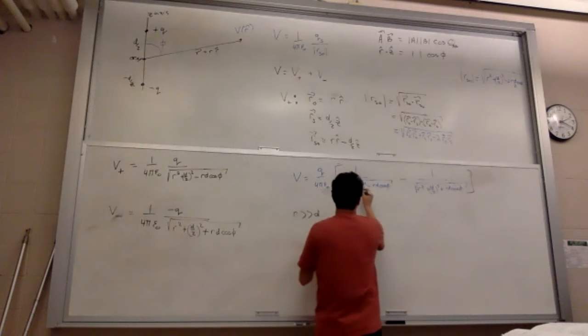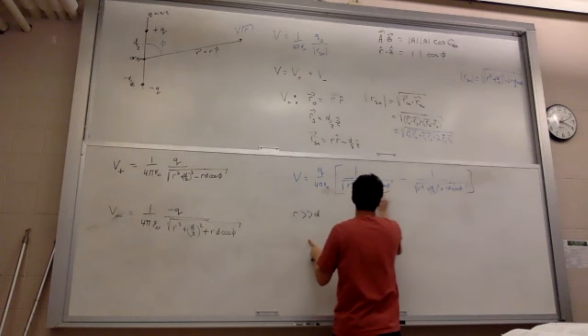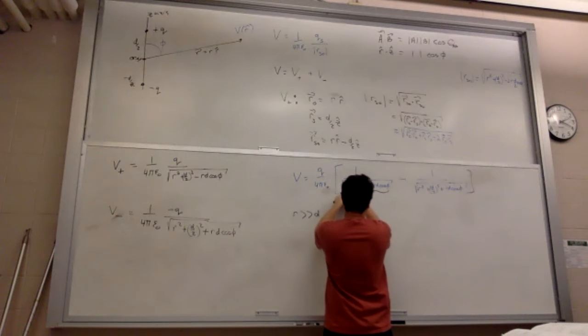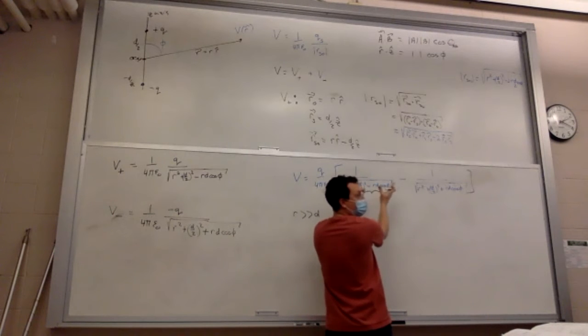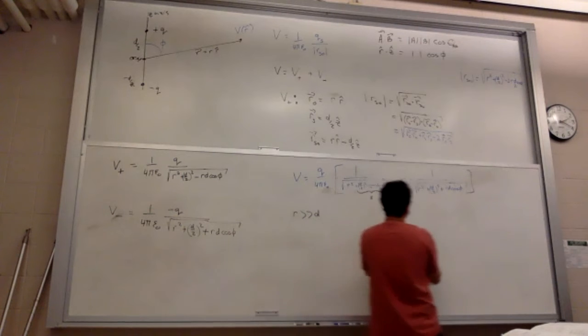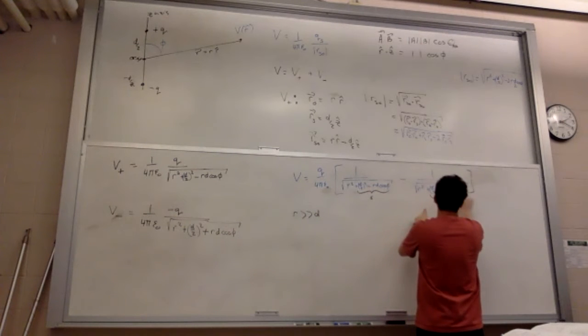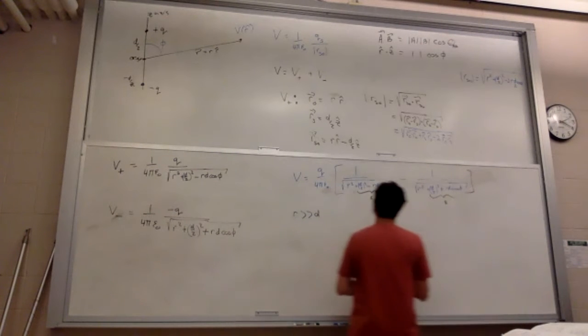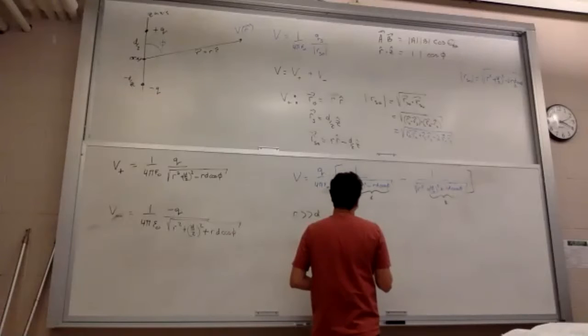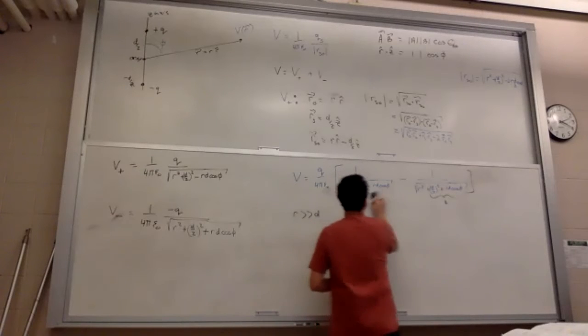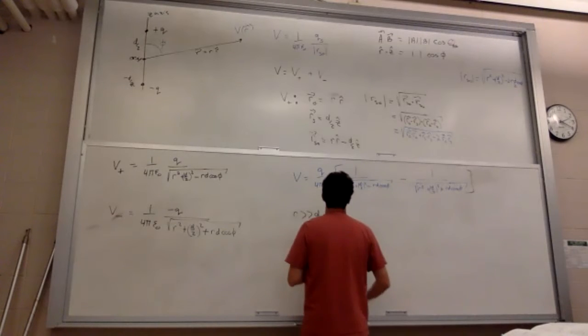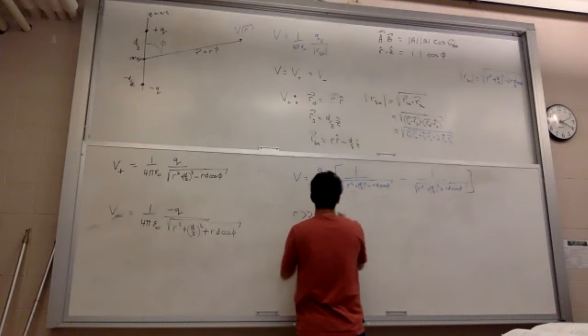And so what we can do is approximate this. So we can think of this as small, because D is much smaller than R. So this whole thing is small, so I call that thing epsilon. Actually, a better way to do it is to factor out the common factor of R. So let me do that.